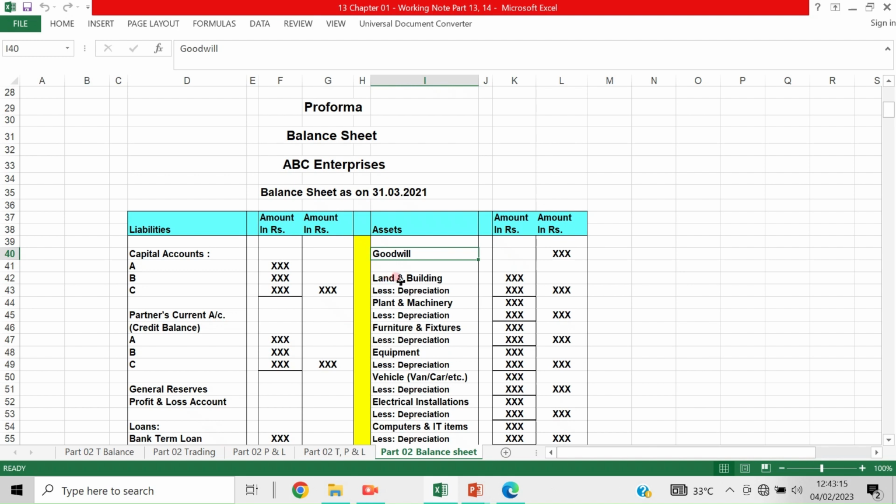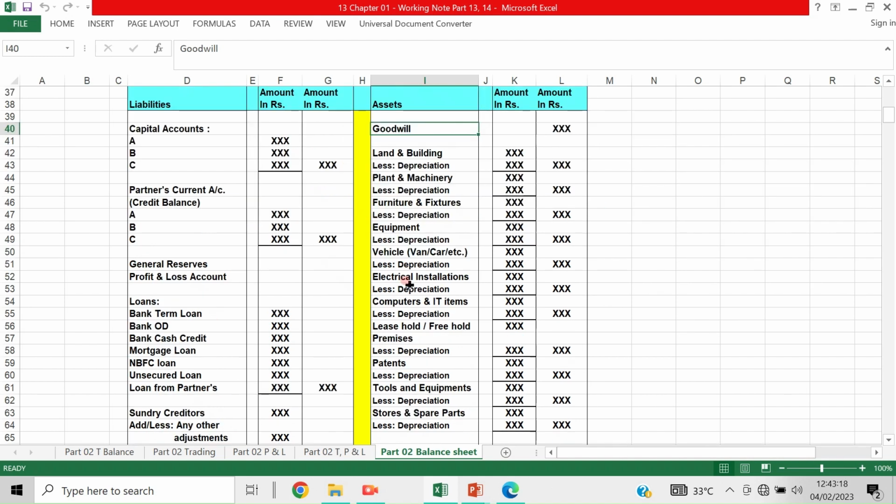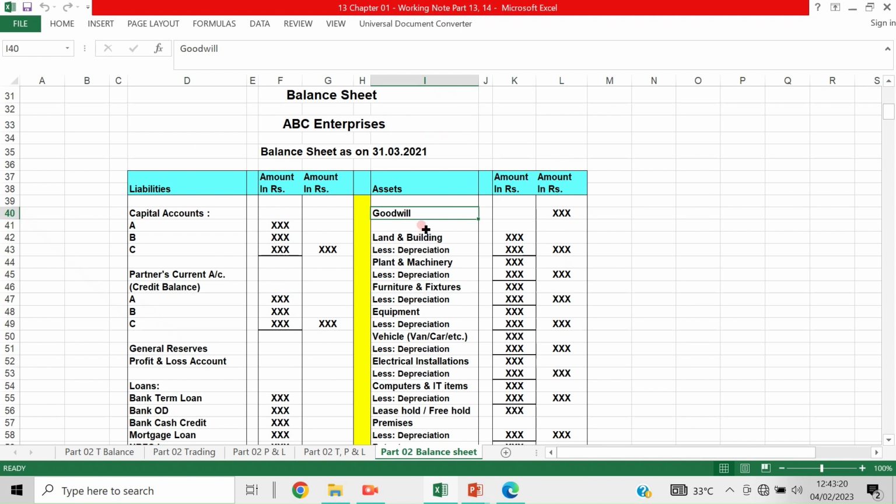Now then, these assets are taken in two types: current assets and non-current assets. Non-current assets are fixed assets. Fixed assets are movable and immovable properties. So land and building less depreciation. Then after deducting the depreciation, it will go to the profit and loss account. From the total of the assets, the depreciation is deducted and the balance will be taken to the outer column. Same way, plant and machinery less depreciation.